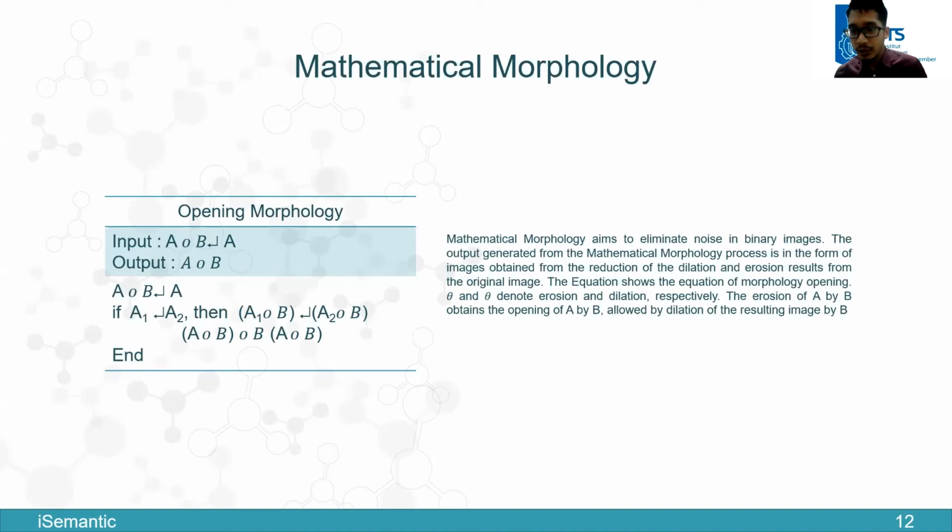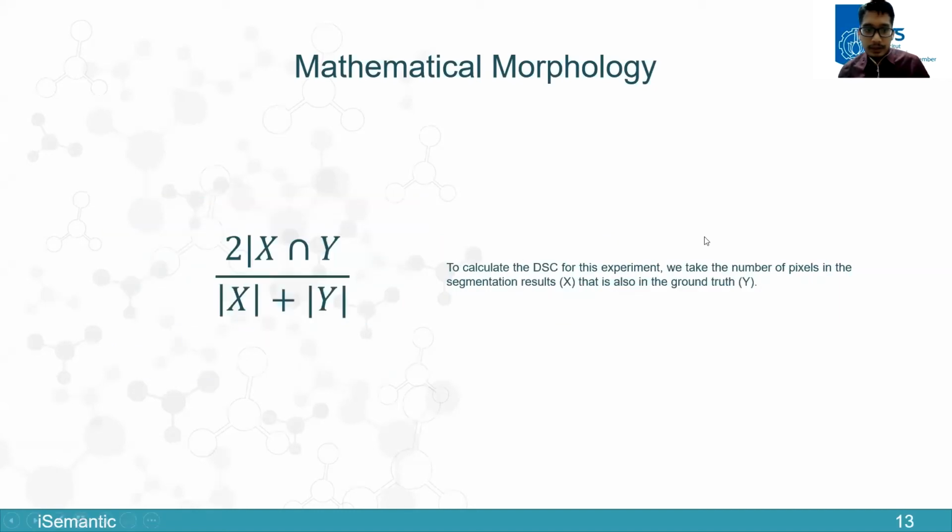The erosion process will remove the small parts of the brain, but this will also reduce the size of the other parts of the brain. Thus we use dilation to recover the lost part of the brain. The next part is calculating the accuracy score of this method, which is using the dice similarity coefficient.